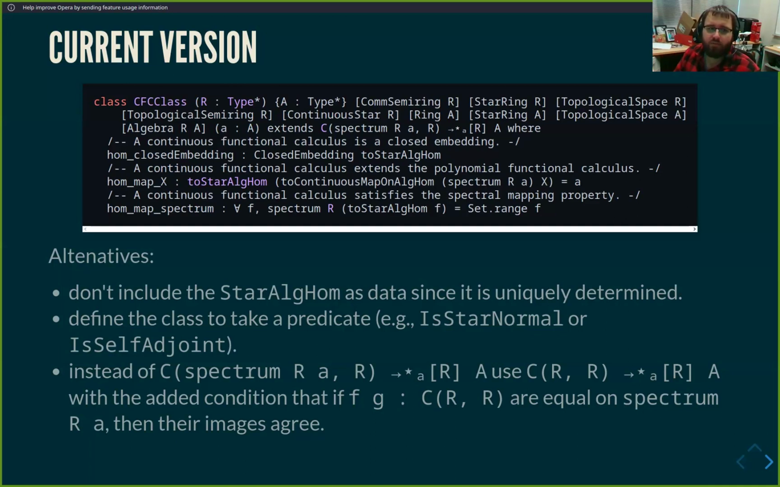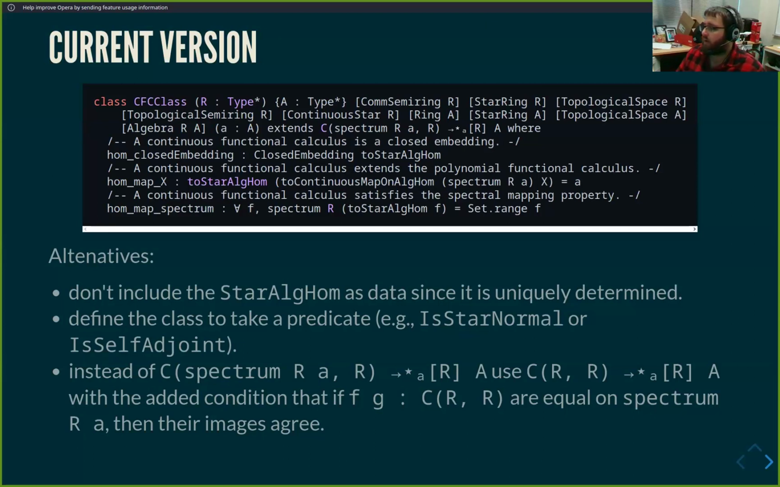Another way is to remove the dependent type in the class by not defining it for a specific element of A, but by defining it on some predicate like is star normal or is self-adjoint. So this would be a class that takes a predicate and then gives you a star algebra homomorphism for everything satisfying that predicate.